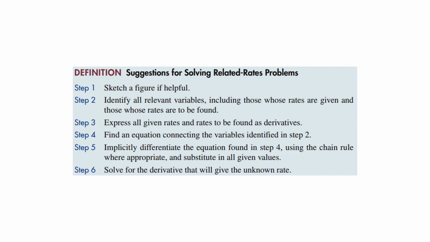We found out that we needed to determine dy dt, how fast it was going down the wall. We knew dx dt, we knew the x, and we knew the y, and so that was all we needed to find. Then we need to express all given rates and rates to be found as derivatives. And then we need to find an equation connecting the variables identified in step 2. And then we implicitly differentiate the equation found in step 4 using the chain rule where appropriate and substitute in all given values. And then in step 6, solve for the derivative that will give us the actual unknown value.